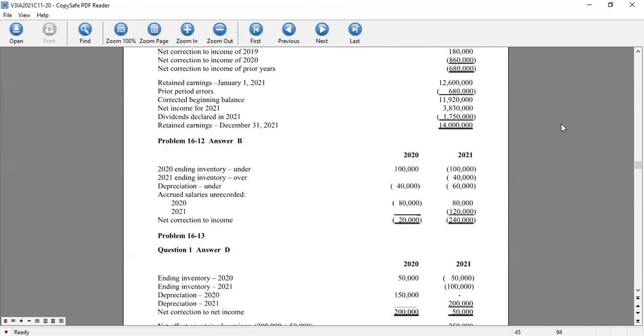Then we go to 16-12. As a result of the errors, what amount should be reported as net effect on net income for 2021? So in number 12, the answer is A, 240,000 overstatement, net correction to income.